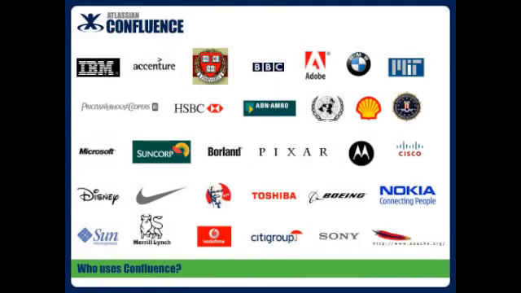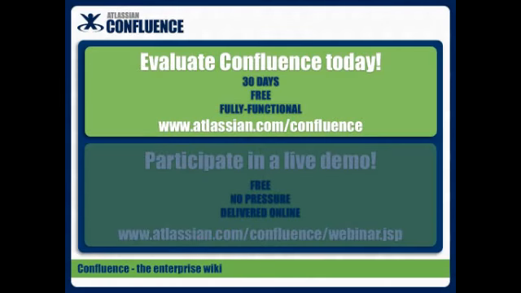Confluence has been adopted across a wide range of industries. With more than 5,000 customers in over 100 countries, it is the world's most popular commercial enterprise wiki available today.